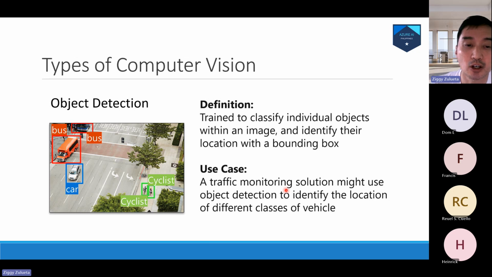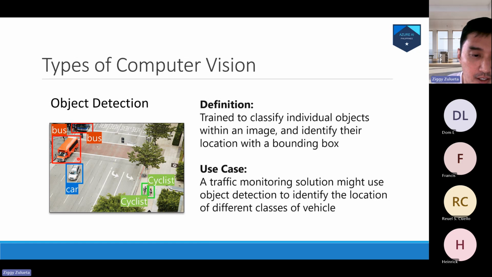Because in object detection, it will try to classify the individual objects, and then from there provide a location with the bounding box. If you look at this example here, you have this photo of a road, and then using classification, the system will see that okay, this one here is a bus, this one here is a car, and these here are cyclists. So there's actually a classification that happened. But further to that, they provided the location by providing a bounding box.